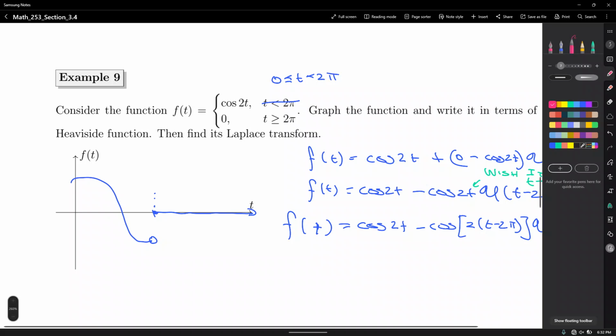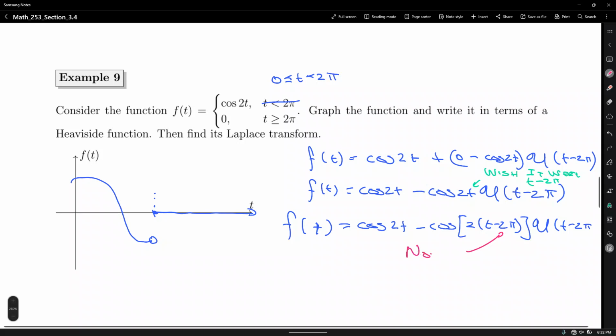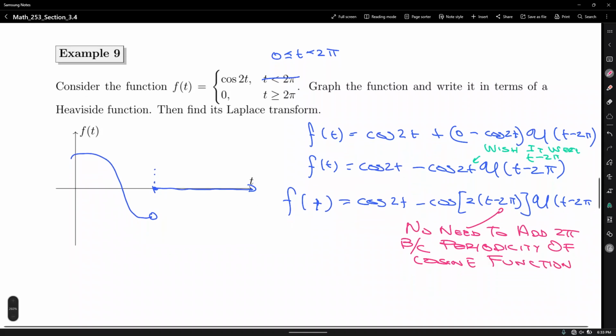As a side note here, no need to add 2 pi because of the periodicity of the cosine function. That's why we don't need it in this case. Or if we had the sine function, same, we don't need it. That's not for all angles, you know, but in this case, it works.